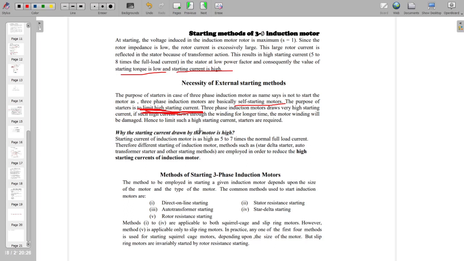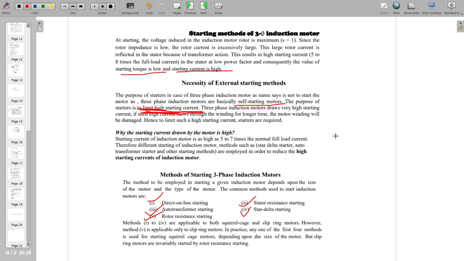To prevent the high current, or to control or limit the high starting current, we use external starting methods. First one is the direct online method. The second method is the starter resistance. Third one is the auto transformer starting method. Fourth one is the star delta connection starting method. Fifth one is the rotor resistance starting method.